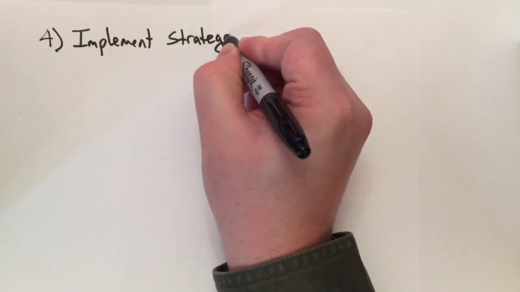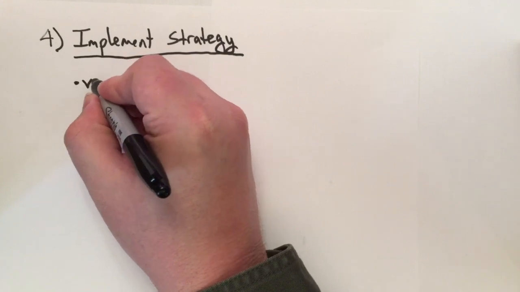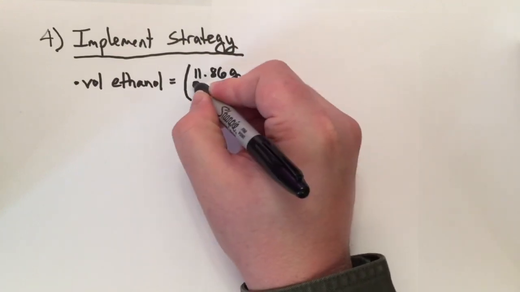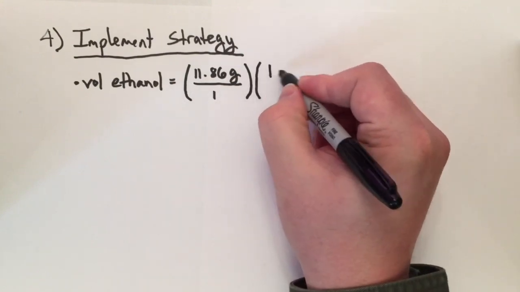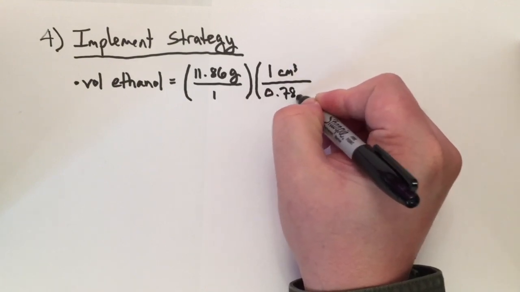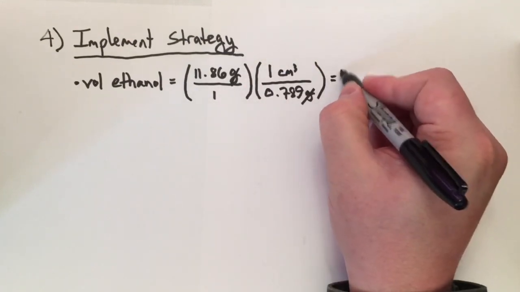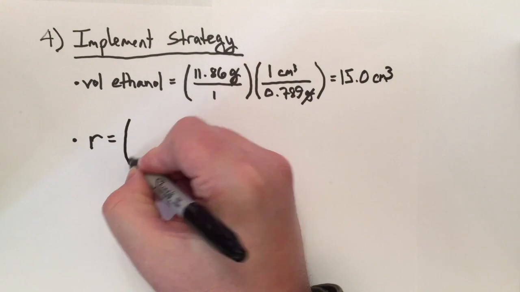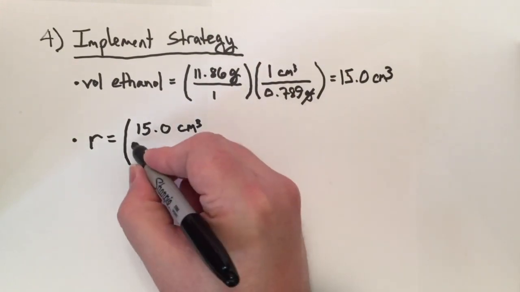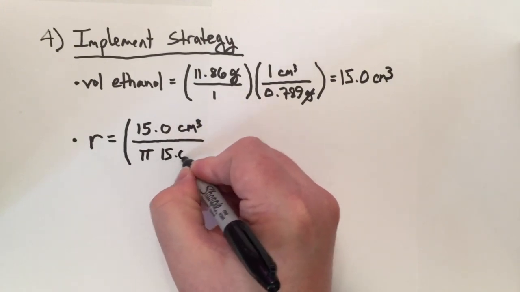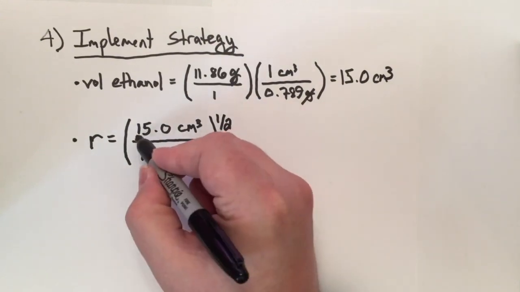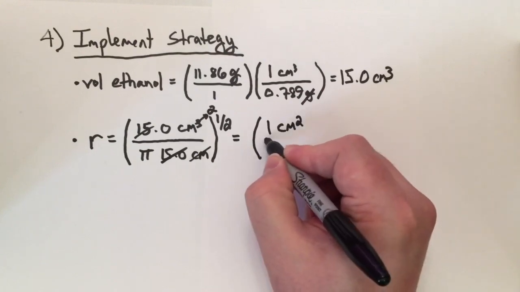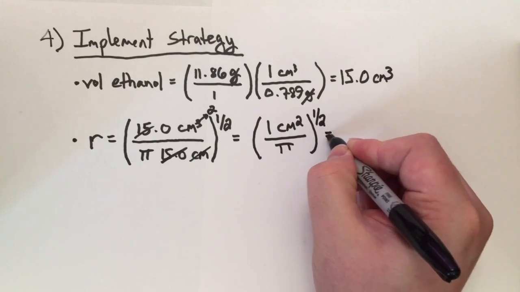We're now going to go through and implement the strategy that we just devised. We need to calculate the volume of the cylinder, which is equal to the volume of the ethanol. The mass of the ethanol is 11.86 grams, multiplying by the inverse of the density, 1 cubic centimeter over 0.789 grams, is equal to 15.0 cubic centimeters. The radius we said is equal to the square root of the volume, 15 cubic centimeters, over pi times the height, 15 centimeters. Canceling out like terms, we're left with 1 centimeter squared over pi to the 1/2, which equals 0.563 centimeters.